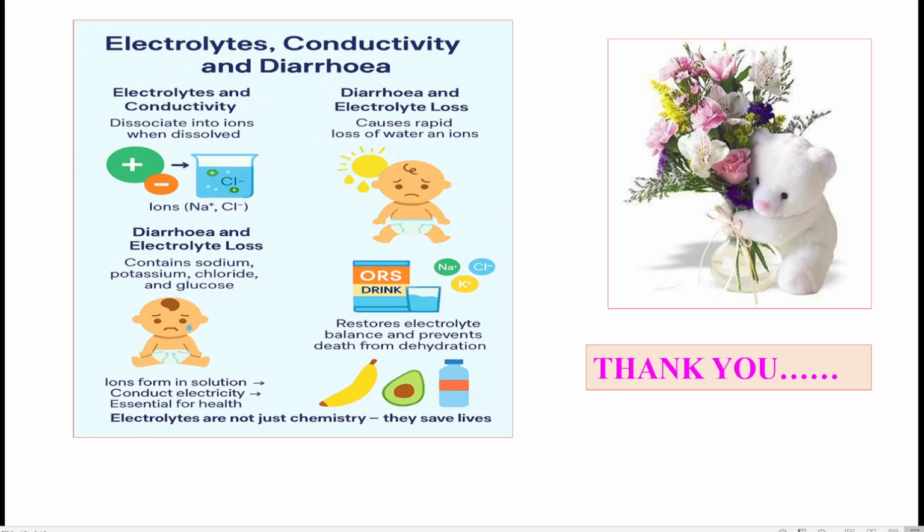In order to summarize what I have told in all five or six slides, I can summarize in one slide and show it to the audience like this. Electrolytes and conductivity: electrolytes allow the electricity to flow through them. During diarrhea, there is electrolyte loss. So when you give ORS, the dehydration can be controlled, and it restores the health. That's what I have given in this handout. At the end I am going to give it like this.